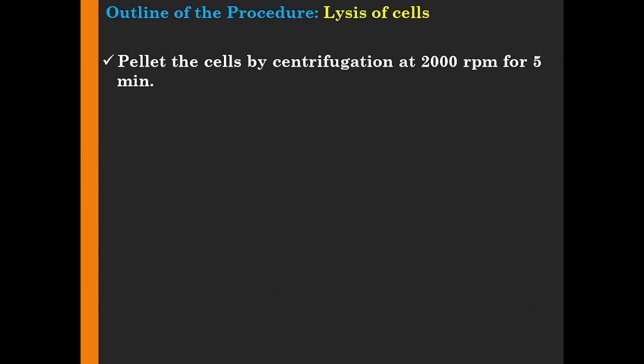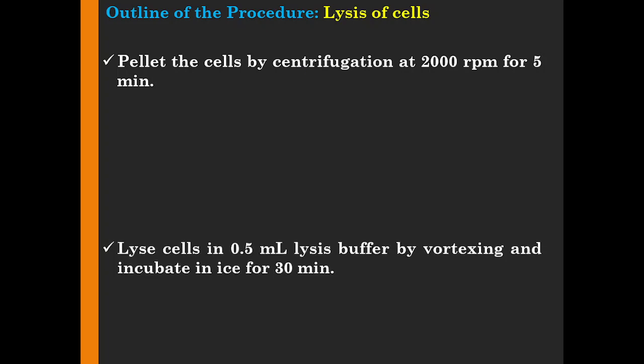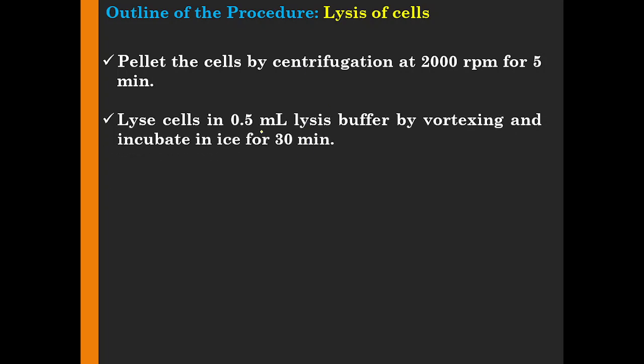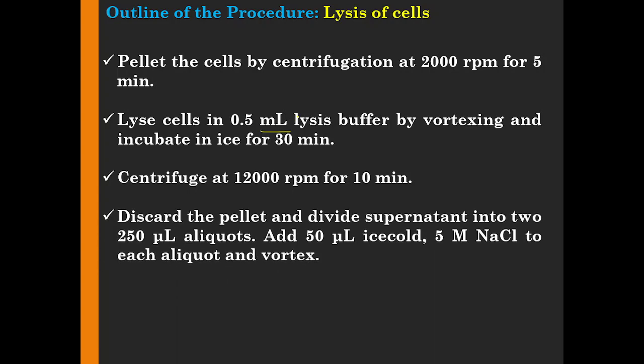The next step is the lysis of the cells. Before lysis, one pellets the cells, a normal routine process. Use the lysis buffer, whose composition shown to you consists of Triton X-100 with Tris and EDTA. After this lysis step, one will centrifuge at 12,000 rpm for 10 minutes and then discard the pellet, because the DNA will be in the supernatant. This supernatant can be divided into two tubes, 250 microliter and 250 microliter, and then add the NaCl.